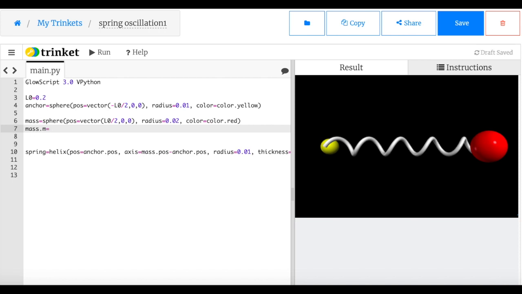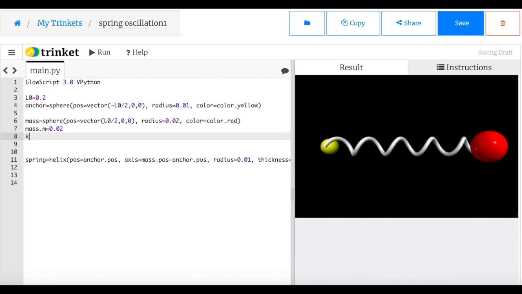So up here, I'm just going to go down and say mass.m. If I do that, I'm giving the property m to the object called mass, and I'm going to say 0.02. I already have L0. I need the spring constant K equals 2. I'm going to start off, let's just put this at plus 0.02 for the X location of the mass. So I'm going to stretch a little bit to the side. Let's go down here, T equals 0, dt equals 0.01. Okay, I think I have everything.